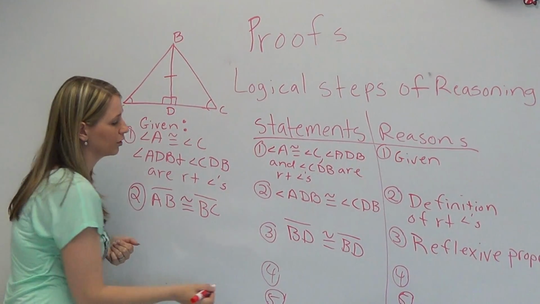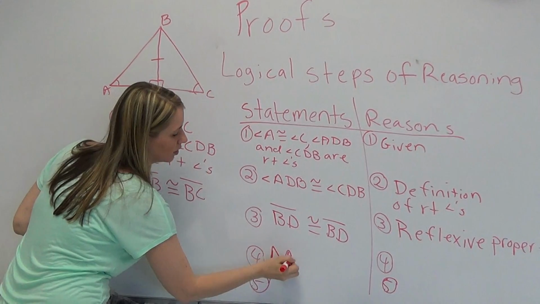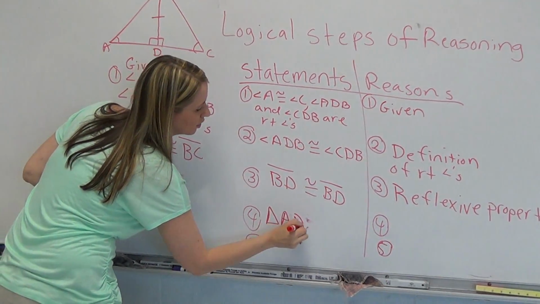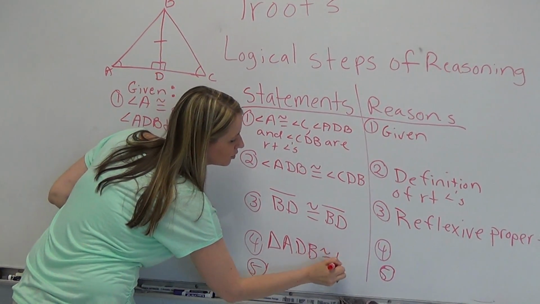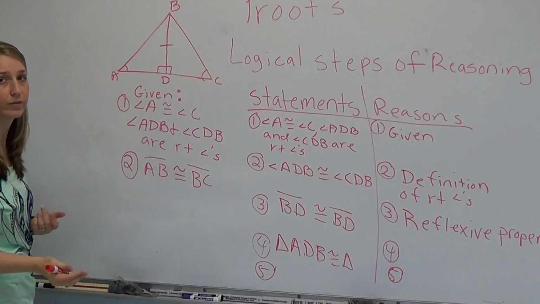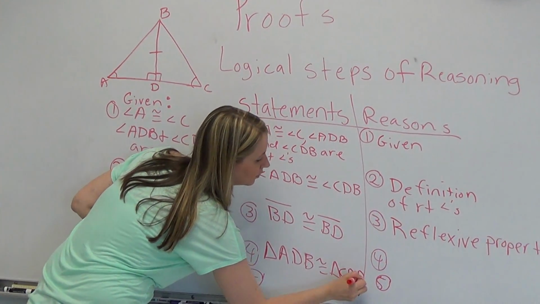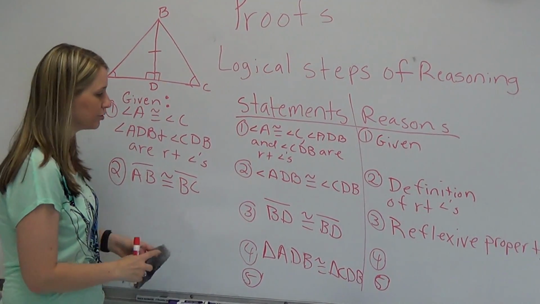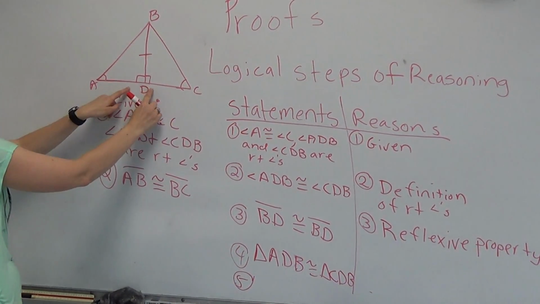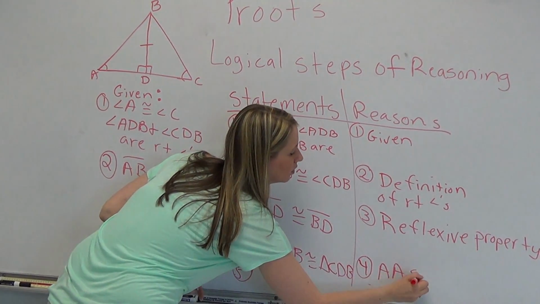So I write that the triangles are congruent. So triangle ADB is congruent to triangle. And we did ADB, so we need to do CDB because the order of the letters does matter. Triangle CDB. Now, how do I know those triangles are congruent? We just said it a minute ago. Angle, angle, side. So my step 4 over here is going to be angle, angle, side.